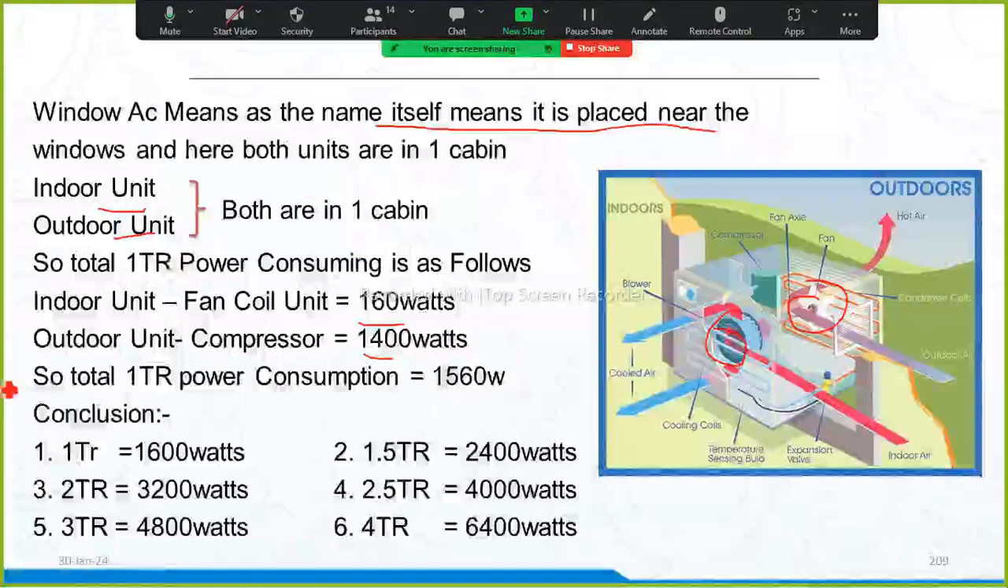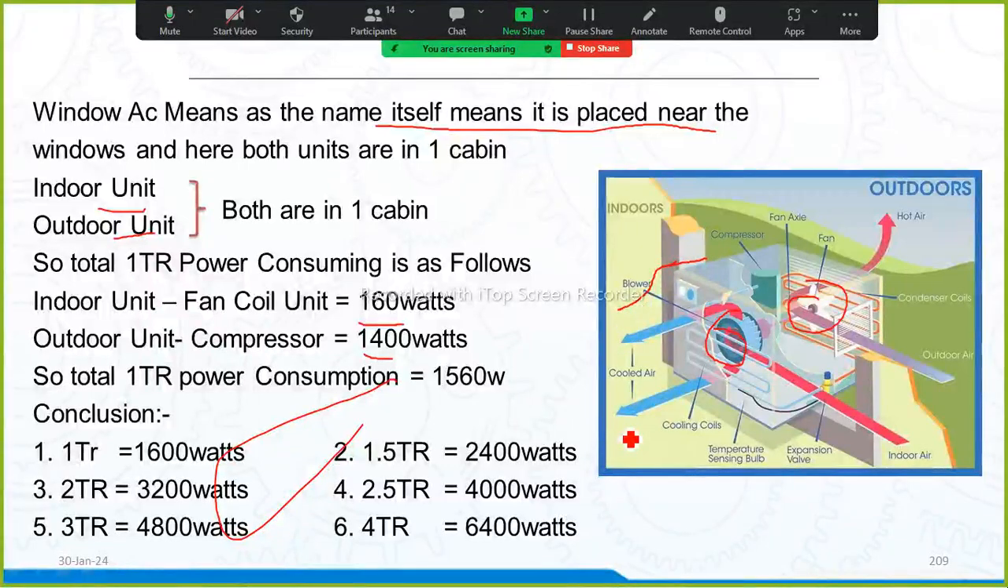Why? Because it is placed near the windows, there's a chance of hot air exchange through the gap between the window AC and the window. Second, when it is placed near the window, heat radiates through the window, so a lot of heat enters the room. If a lot of heat is entering the room, we require more cooling capacity from the compressor. So at that time, the window AC runs the compressor at high speed.